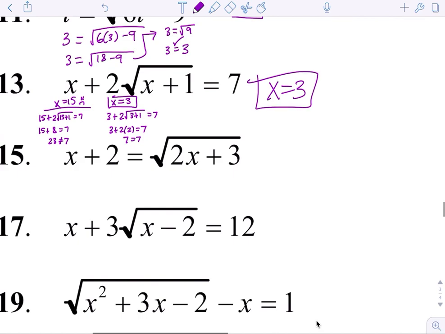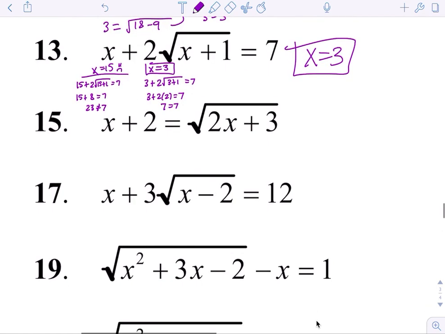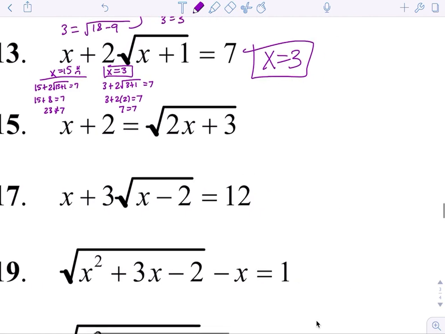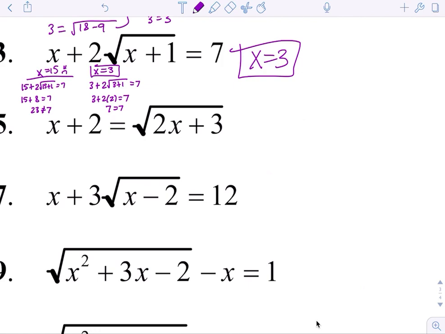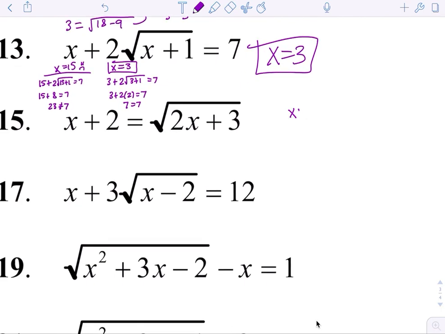All right, 15. This is already isolated, so go to your step 2, exponentiate to take both sides to the second power. Oh, gotta rewrite it. So again, remember, take both sides to the second power. So square root and second power cancel, so 2x plus 3.